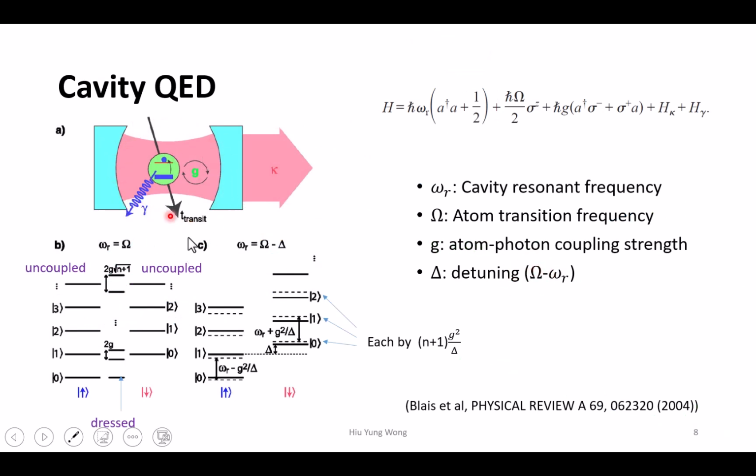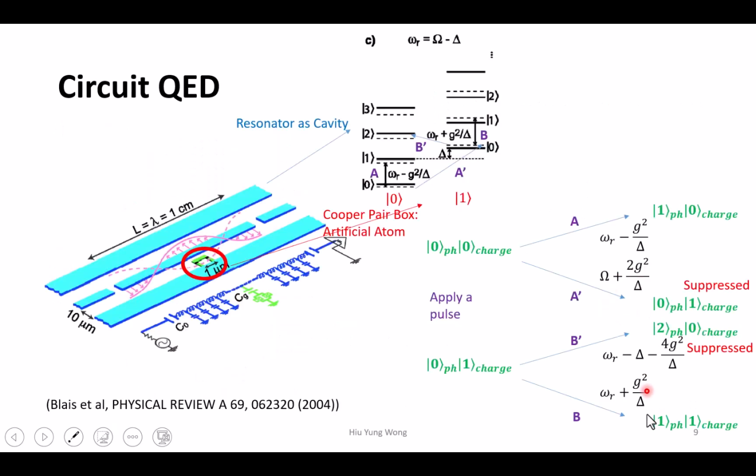Your cavity has a resonant frequency, and your atom also has another frequency. We can make them the same, then the detuning is 0. We can make them a little bit different, then we get some detuning, right? And this is important in engineering. So if you make the detuning bigger, you can separate the two frequencies quite a lot.